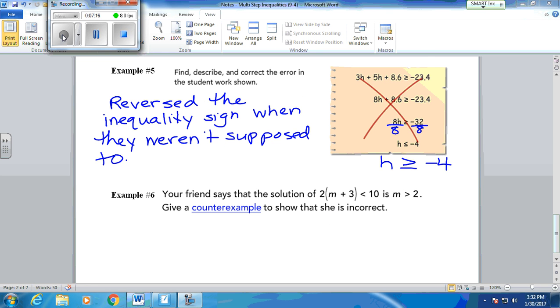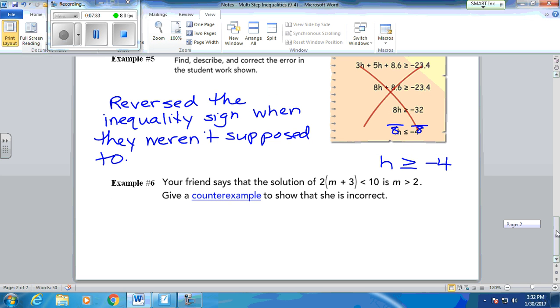All right, so after going through, I saw that they reversed the inequality sign when they did not have to because they only divided one side but with a negative, not both sides. And then number 6, this one's a little bit different than some that we've tried already, but not impossible. It says that your friend says that the solution of 2 times m plus 3 less than 10 is m is greater than 2. So they're asking for us to give a counterexample to show that she is correct.